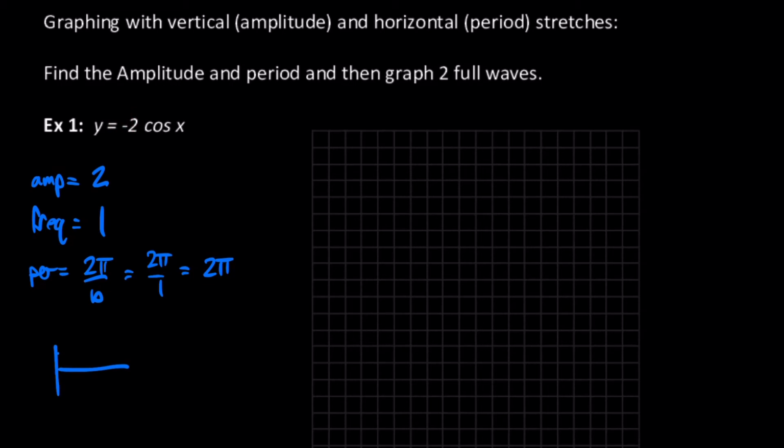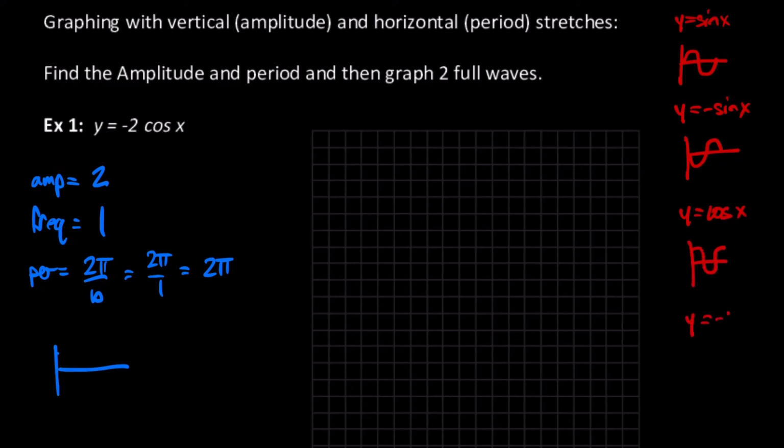And basically what I like to do, I'll do this over on the side, is memorize 4 shapes. Here you go. Y equals sine x, looks like this, hill valley. Y equals negative sine x, looks like this, valley hill. It's a reflection in the x. Y equals cosine x, starts at the max, ends at the max. And then y equals negative cosine x, starts at the min, ends at the min. It's a reflection of cosine in the x-axis. So I have those visualized.